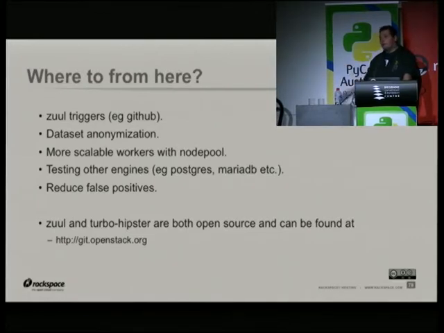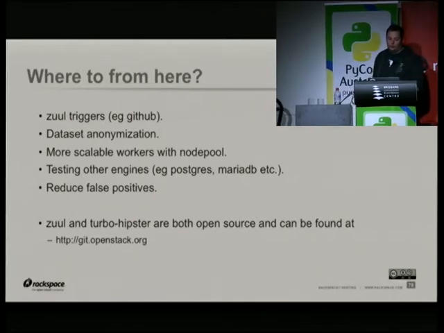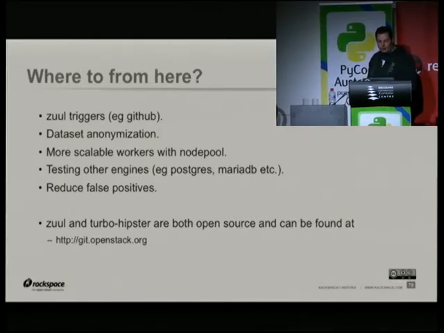We have actually made this more scalable using NodePool, so it's actually very elastic. The number of Turbo Hipster workers at the moment will scale depending on demand. So there's about 5 just sitting there waiting to do something, and then it will burst out to a couple of hundred during peak traffic. I mentioned we want to test other engines, and reducing false positives is an obvious one.